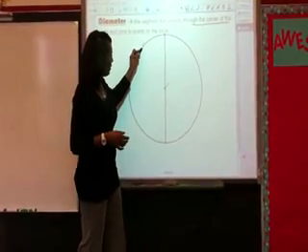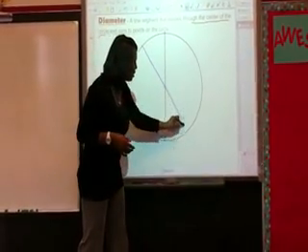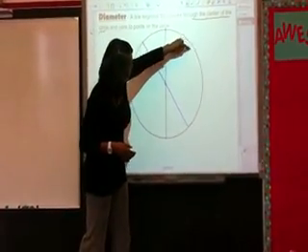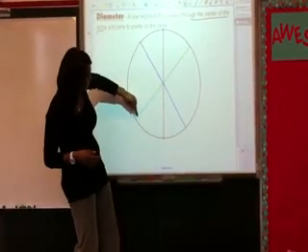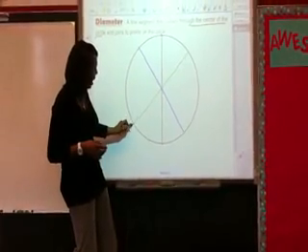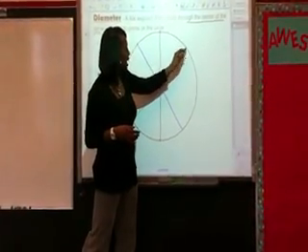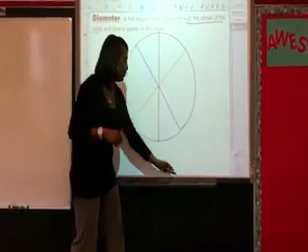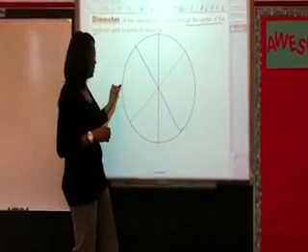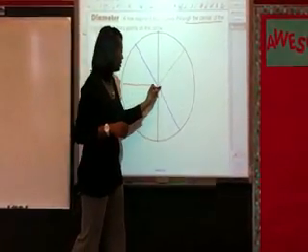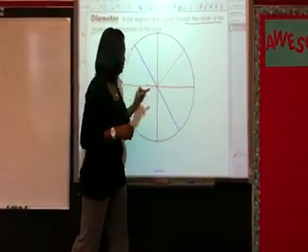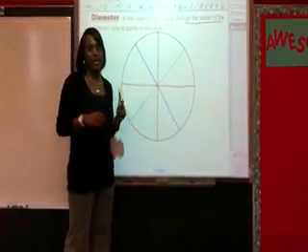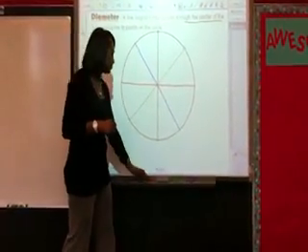Another example could be like this. As long as it's passing through the center of the circle and connecting two points on the edge of the circle, it is a diameter. So one more example, a diameter could also look like this. So all these line segments I drew are examples of diameters.